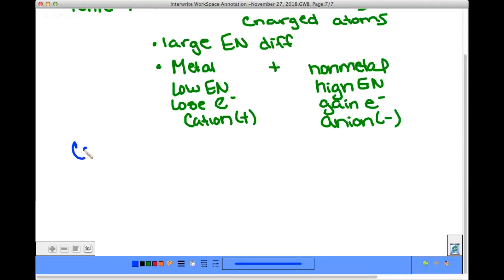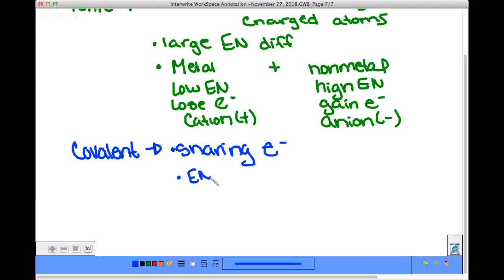On the other hand, we have covalent compounds. Covalent compounds are due to sharing of electrons. They share electrons because the electronegativity difference is smaller. So there's not going to be one atom that has a strong enough electronegativity difference to steal an electron, so they're just going to be able to share them.